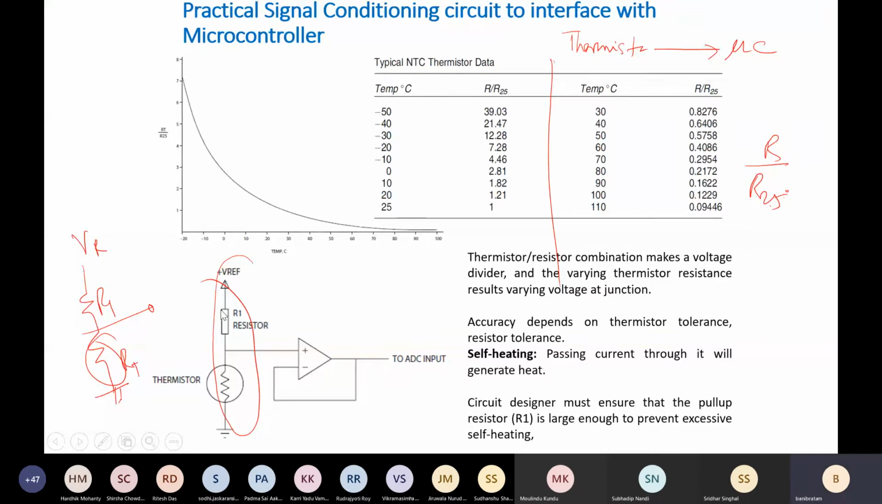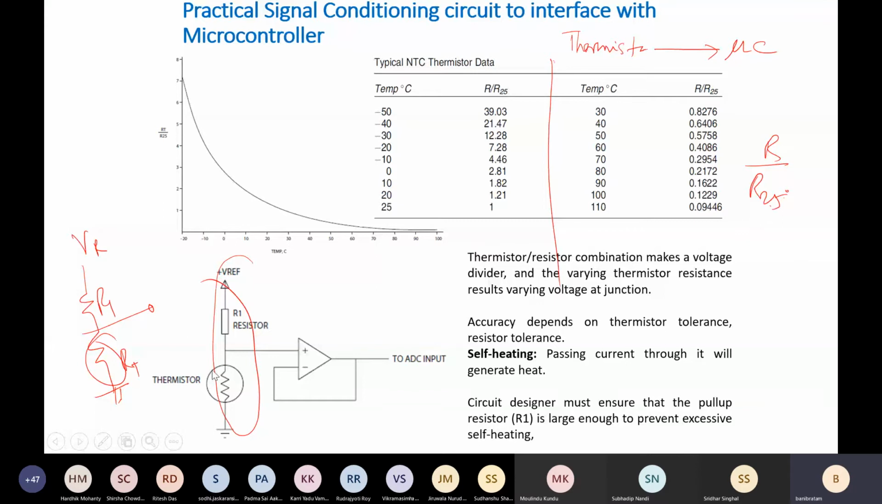Now because of the current, some additional temperature will be there, and instead of 5 kilo ohm, it may show 5.2 kilo ohm. Where is that extra 0.2 coming from? That is coming because of the Joule's heating effect. That 0.2 does not correspond to some ambient temperature. That is happening because of the current flow, right?